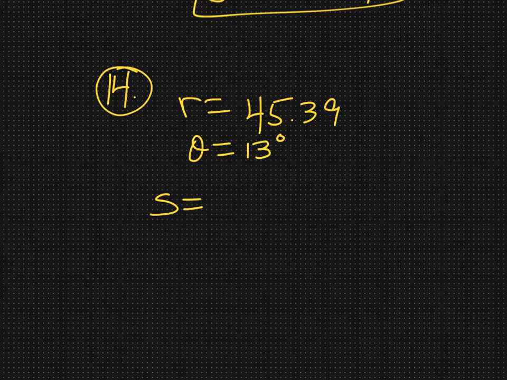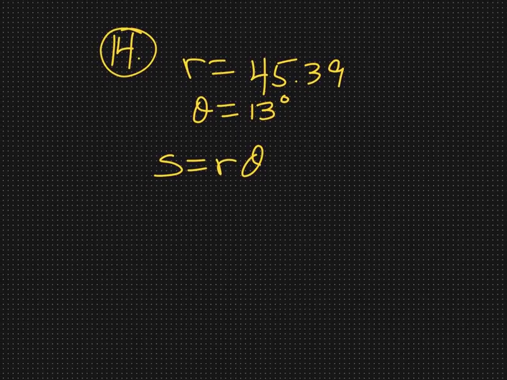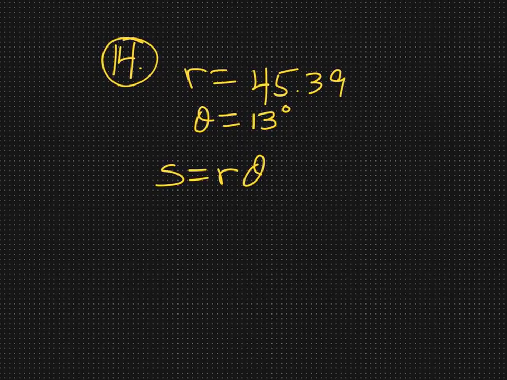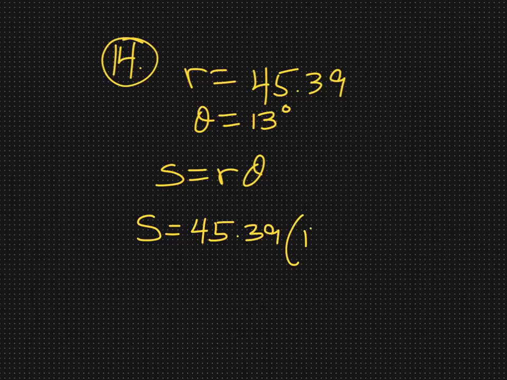So the formula for arc length, which you'll have to know, is S is equal to R times theta. But to use that formula, your theta has to be in radians. And that's really why I picked this problem here. So S is equal to 45.39 times 13, which has to be converted into radians, which I would convert by multiplying by pi over 180.